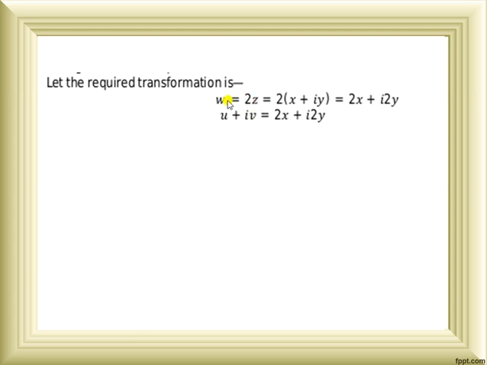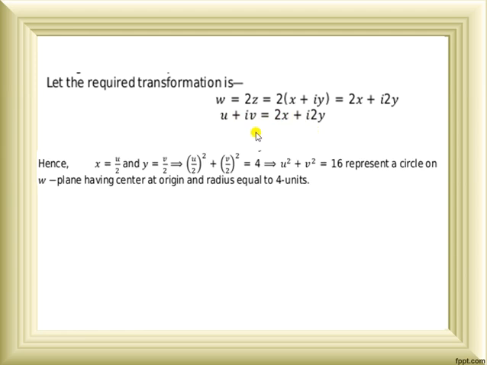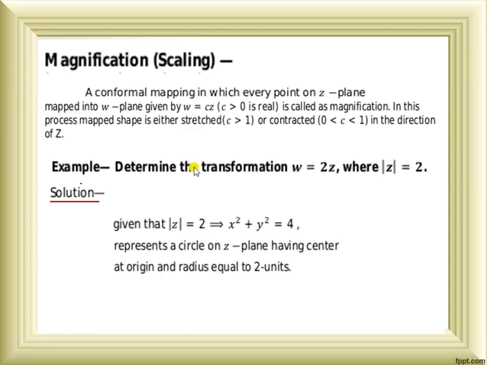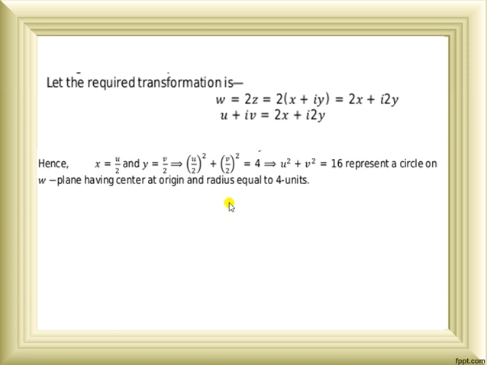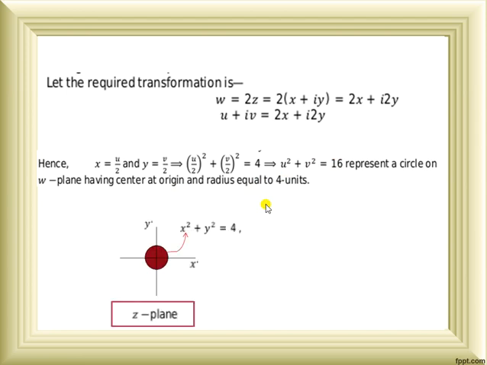So now let us find the required transformation. They are given W is equal to 2Z. Z is nothing but x plus iy. So after expanding W, u plus iv is equal to 2x plus i2y. Now equate real and imaginary values. I will get u is equal to 2x, so therefore x is equal to u by 2, and v is equal to 2y, so y is equal to v by 2. Substitute the x and y values into x square plus y square is equal to 4. I will get u square plus v square is equal to 16 in the W plane. This is also a circle with center 0, 0 and radius 4 units.